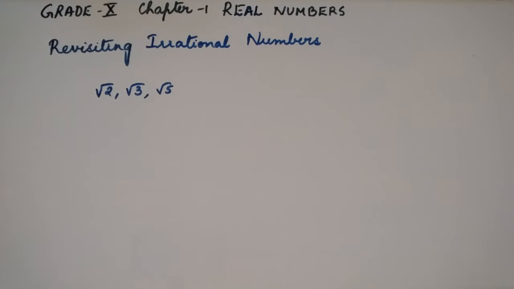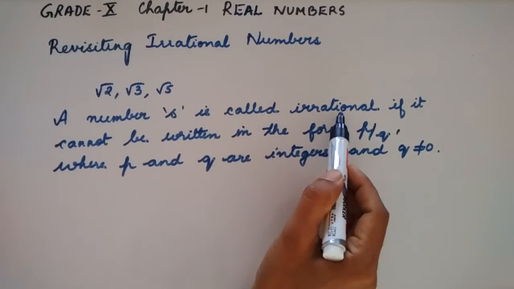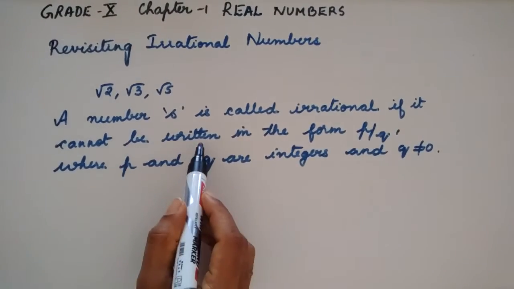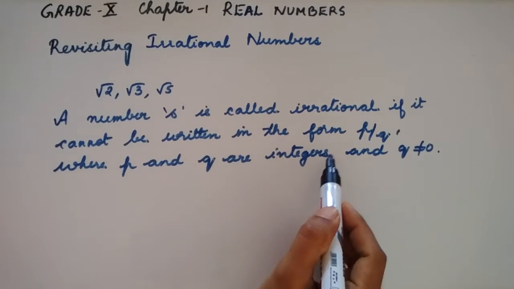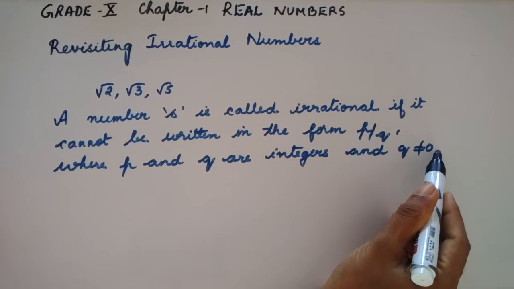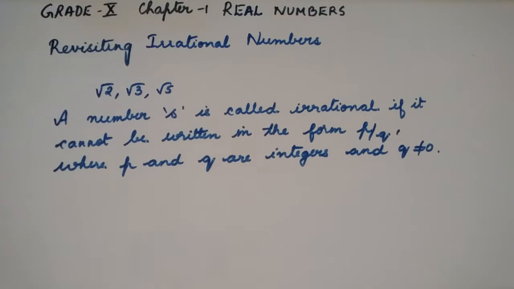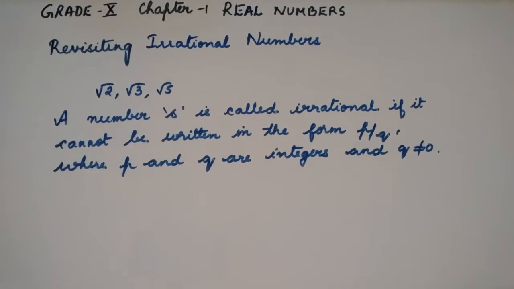So now, what is an irrational number? A number S is called irrational if it cannot be written in the form p by q, where p and q are integers and q is not equal to 0. Before we prove root 2, root 3 and root 5 are irrationals, we need to prove one theorem which is based on the fundamental theorem of arithmetic.